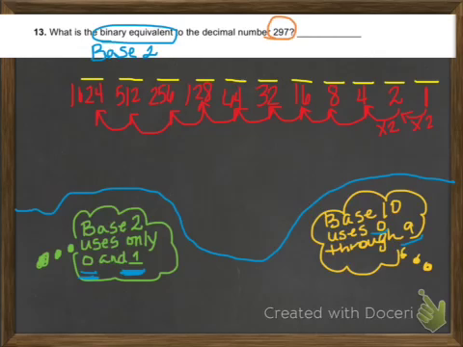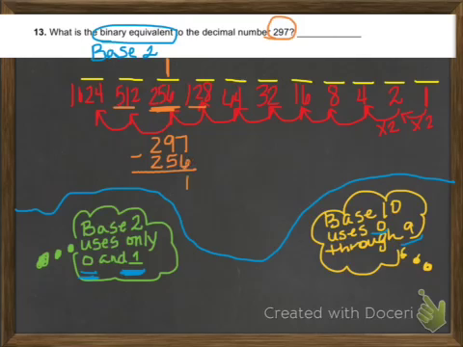So 297. The first thing you're going to do is figure out which one of these place values is the biggest, as close as you can get to it without going over. So 512 goes over 297, so we can't use that one. But the biggest one I could use without going over is 256. So I'll put a 1 here to represent a yes. We can use 256. So now we take the 297 and subtract 256 from it.